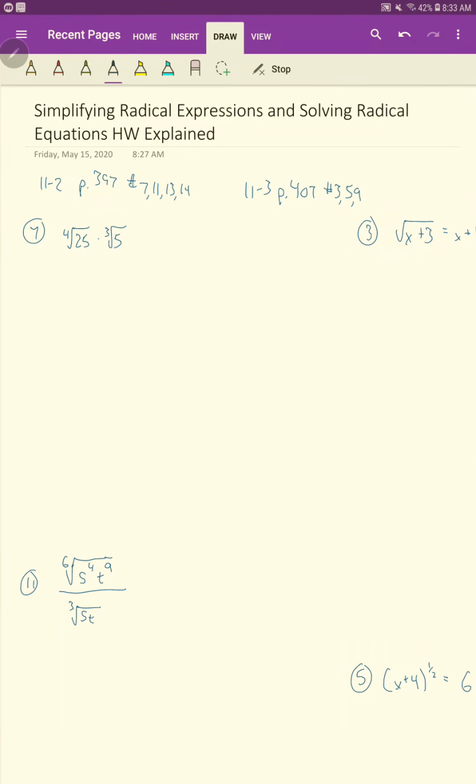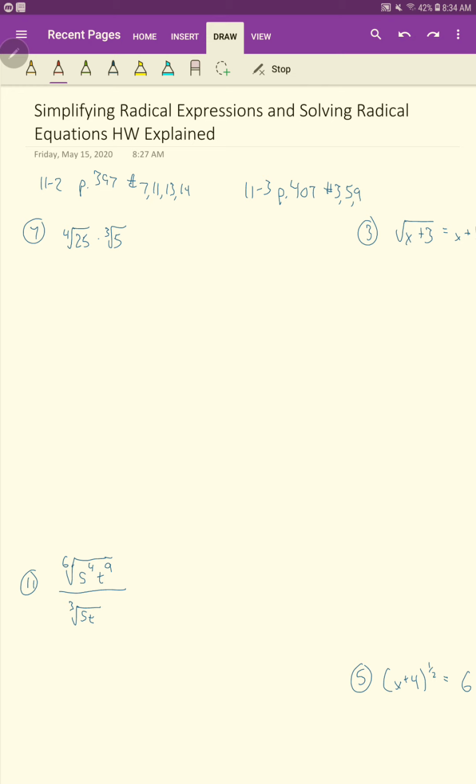Hello, and so we had a question about simplifying radical expressions and also solving radical equations. I'm just going to go through some of these problems here. You can see that I listed at the top of the page the section number, the page number, and the problem numbers too, if you want to reference them in the book.